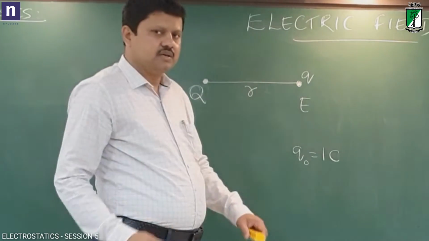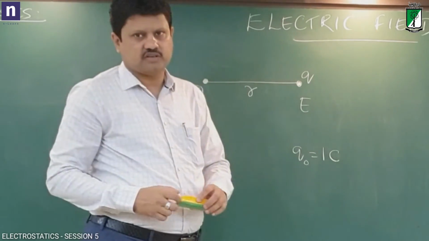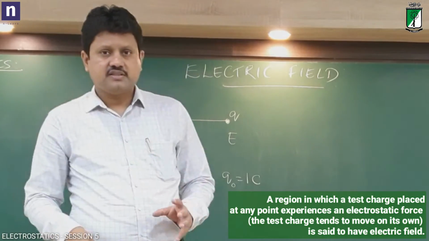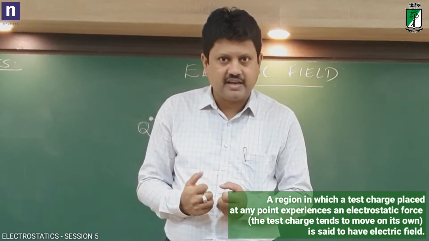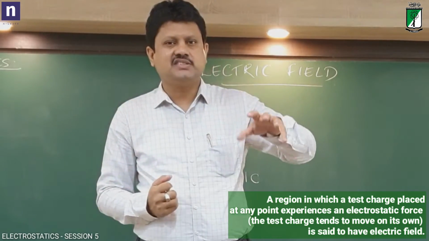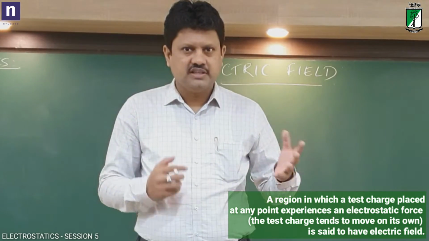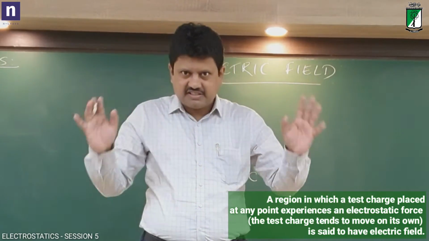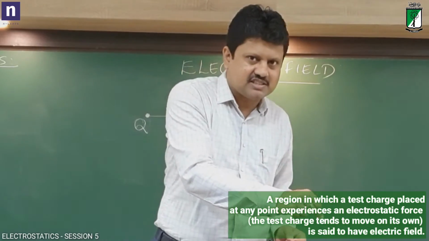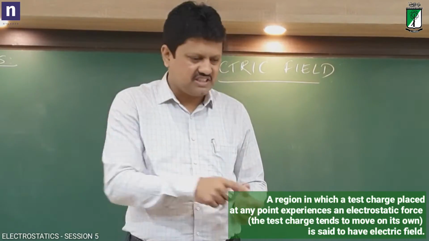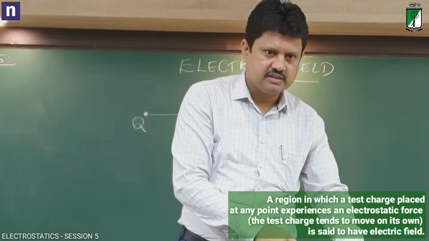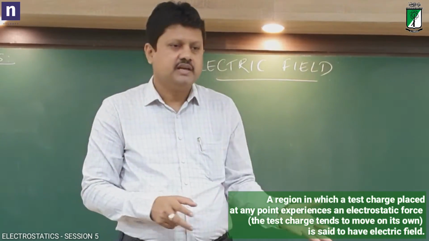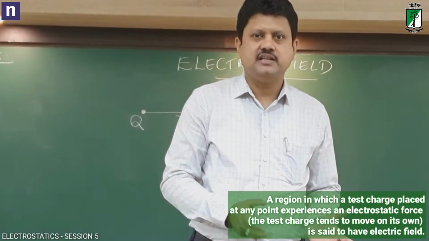Now let us try and understand what is the field at any point around a charge. Now basically, what is electric field? A region surrounding a charge where a test charge experiences a force is said to have electric field. So in this region, there is electric field if you place a test charge, it should experience a force. Place a test charge at some point surrounding, some point near you. If there is force acting on the charge, then it means to say there is some field in that region.